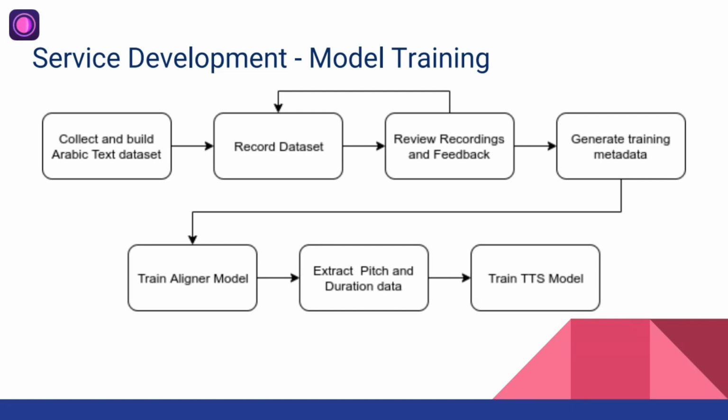After making sure that these records are valid and this dataset text is valid, we combine them to generate metadata, which has multiple records. Each record is a pair of text and the name of the corresponding audio file. Then we send it to the trainer, to the aligner model, in order to align this text, which is converted into phonemes, with the corresponding mel spectrogram generated from the recorded WAV audio. After training the model and generating the pitch and the duration data, we send it to start training the TTS model that depends on the feed-forward transformers. And we save the result as the final TTS model.